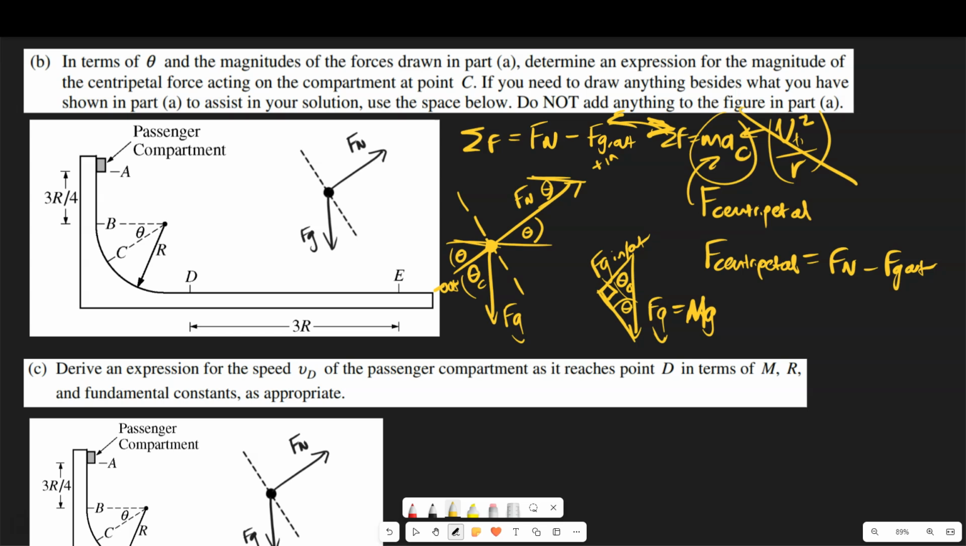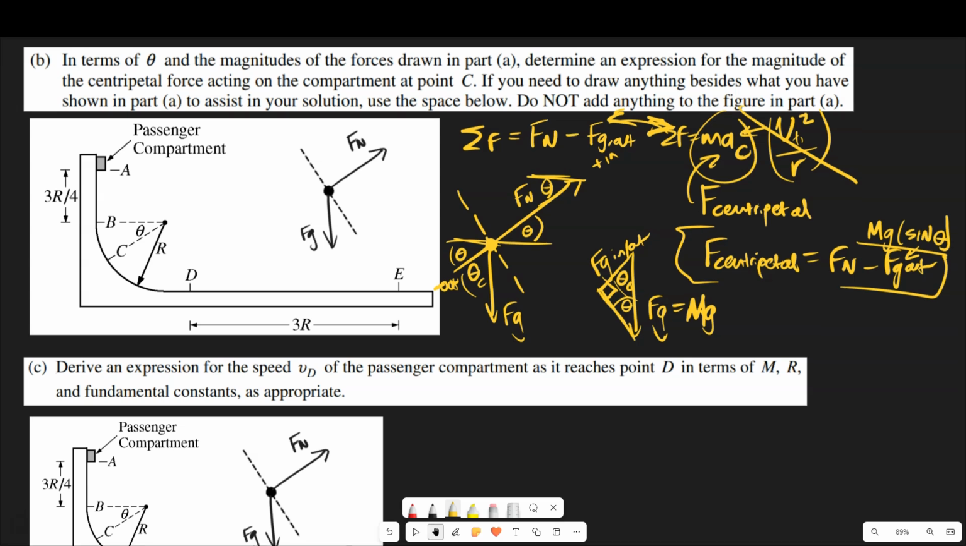So I'm going to change this up and just say, what would Fg in or out be? Well, that's going to be Mg times the sine of theta. Now notice we're putting this in terms of sine of theta because we have theta. We don't have the complement of theta. It's actually just going to be easier to do the problem this way too. So this is essentially going to be the answer for part B.